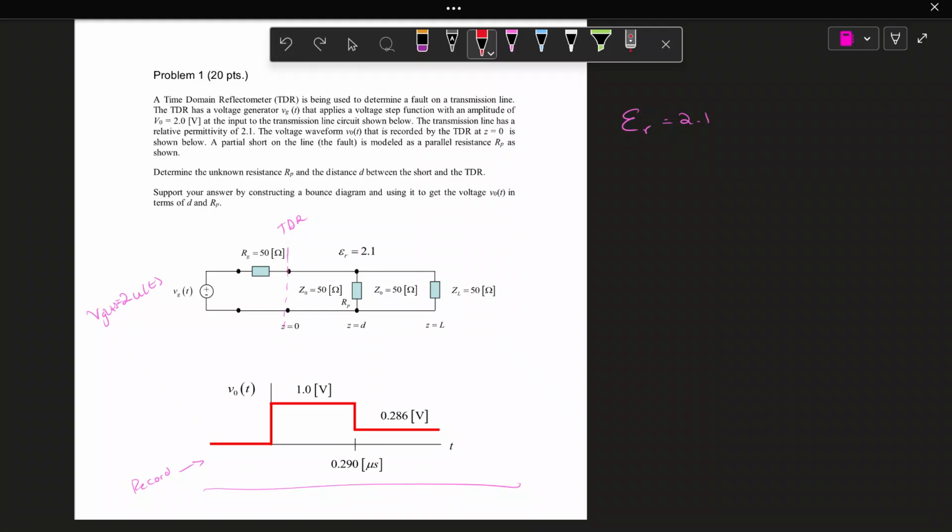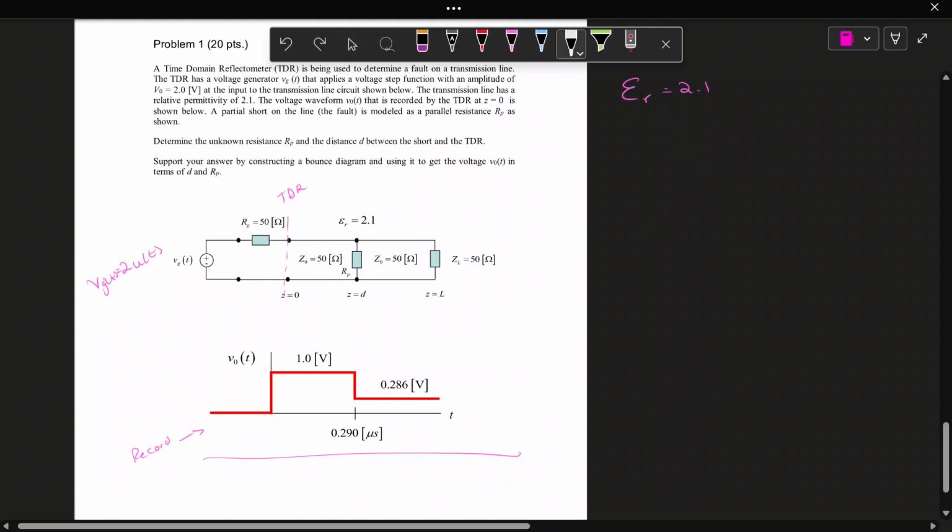Okay, so the first thing that I would like to do is write down some equations we know. So we know there is a time delay, or T jump, at 0.290 microseconds. Well, in the notes, I believe at the very end of notes 8 on bounce diagrams, it tells us whenever we use a time domain reflectometer, the time delay is equal to 2 times the distance of the fault from your source divided by the speed of light in the dielectric. Well, this is what we're looking for, ZF, and we have TD.